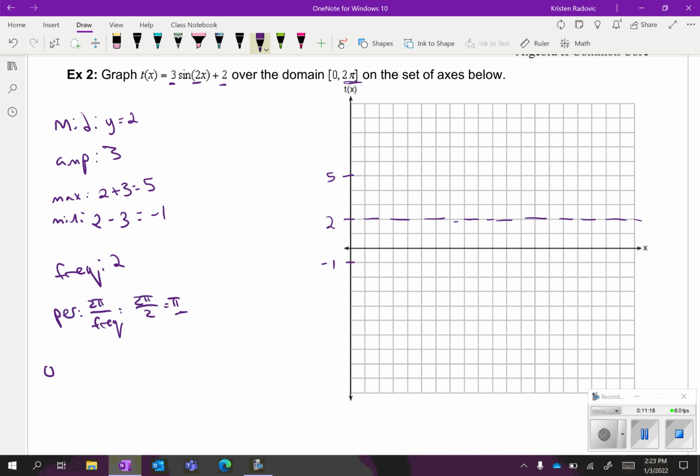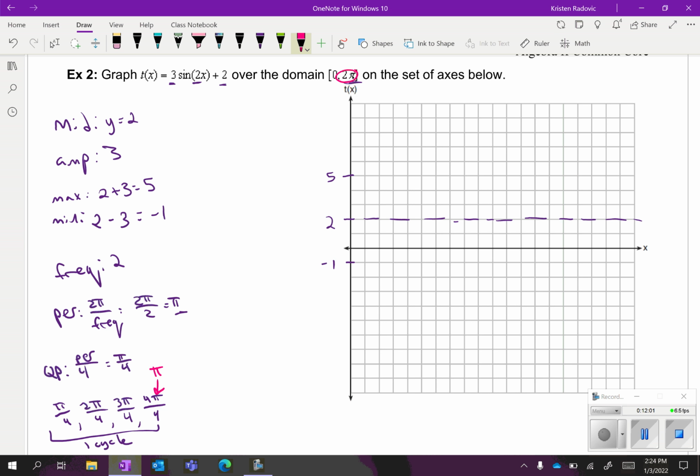Anyway, your quarter points would be your period over 4. So if you take pi and you divide by 4, that's your quarter. Your first quarter point is pi over 4. Next is 2 pi over 4, 3 pi over 4, and 4 pi over 4. Now this represents one cycle because it is 4 quarter points. However, we're not supposed to end here because 4 pi over 4 is pi. We're supposed to end at 2 pi.